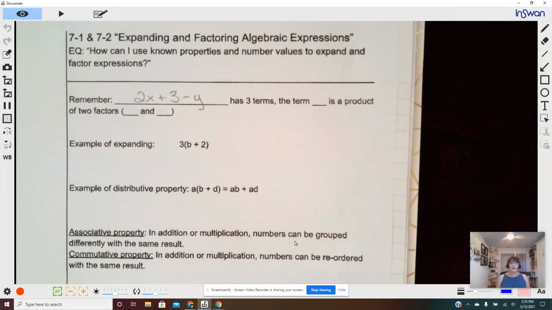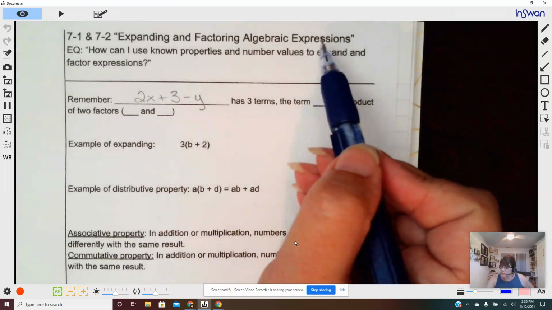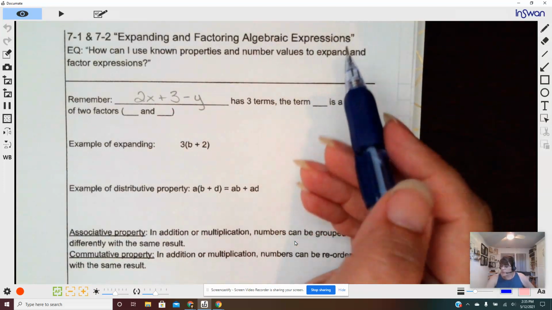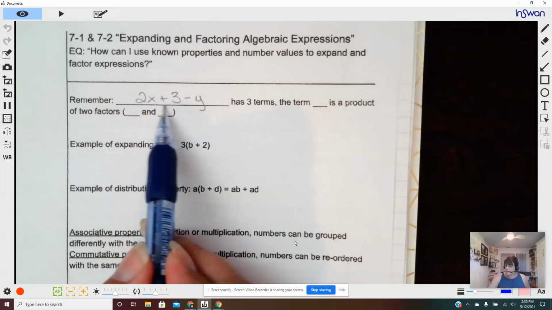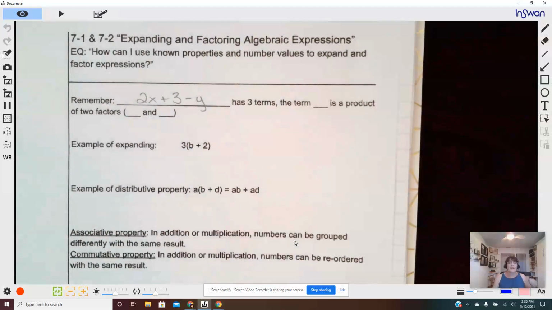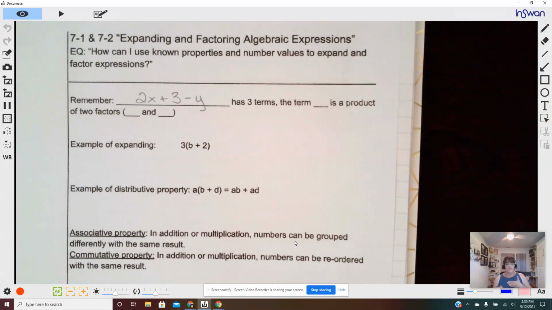So we're starting off with the idea of expressions. Now, please know that an expression is a number phrase. I would say a number sentence might have an equal sign and it would have balance. An expression is just a number phrase.